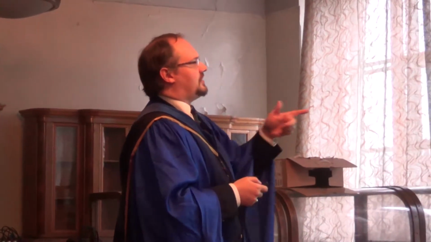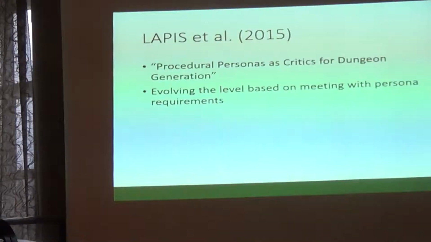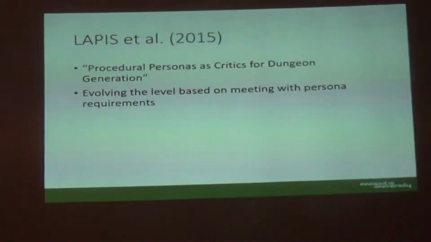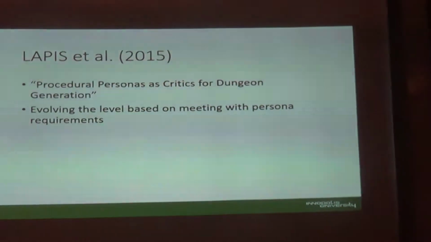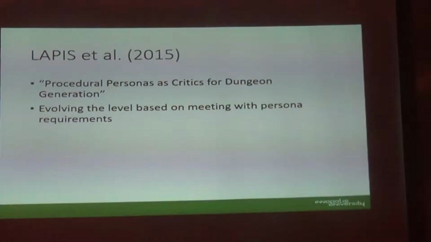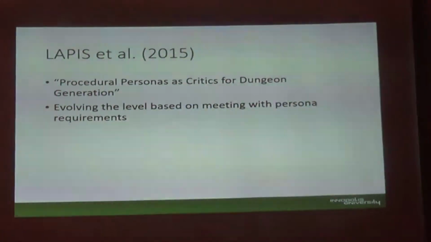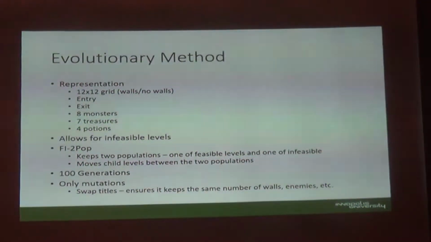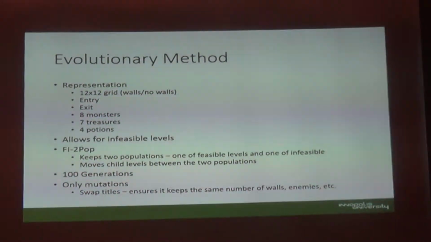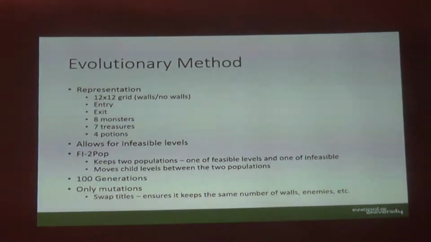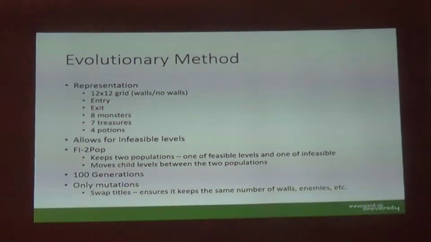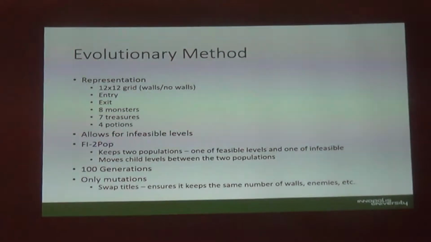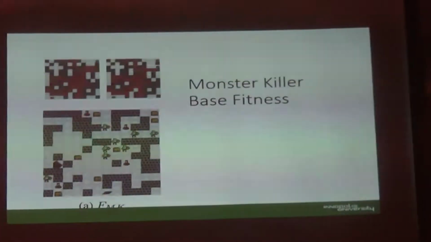They also did this as part of critics for dungeon generation. They said, okay, we have these clones and these personas, let's make some dungeons and see what they say of them. Does the killer say, I don't like this level because I can't kill enough? Or does the runner say, this level is impossible? Again, they had the same sort of representation. They used evolutionary methods, mixing and combining levels together in different ways, and came up with a set that met what the population was asking for.